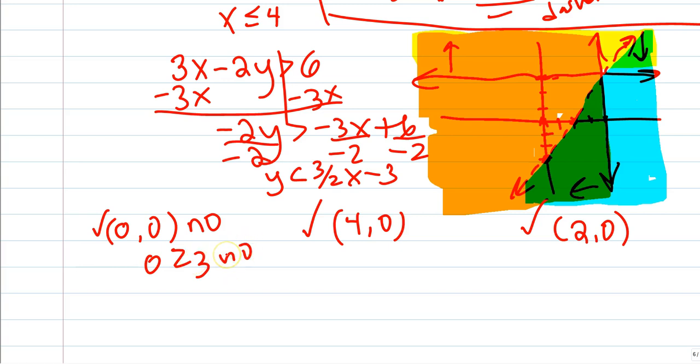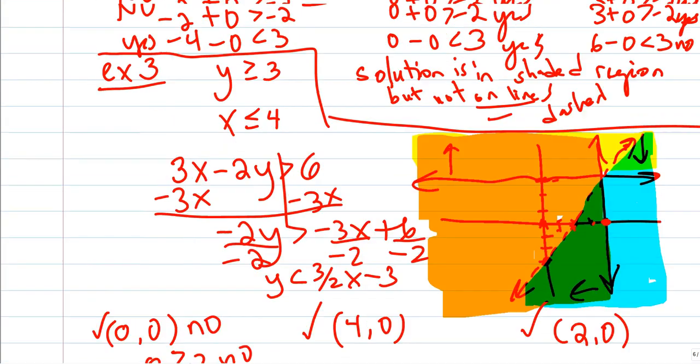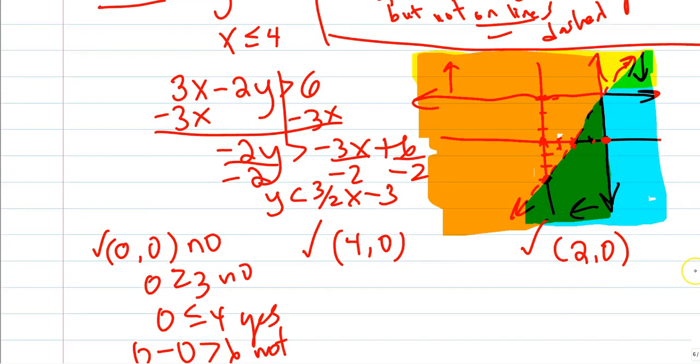That is not true. If I plug it into the second one, 0 is less than or equal to 4. That is true. And if I plug it into the third one, I get that 0 minus 0 is greater than 6, which is not true. So that was only in the one region they had in common. 1, 2, 3, 4, 0. Let's check the 4, 0. It was y first, right? Let's look.